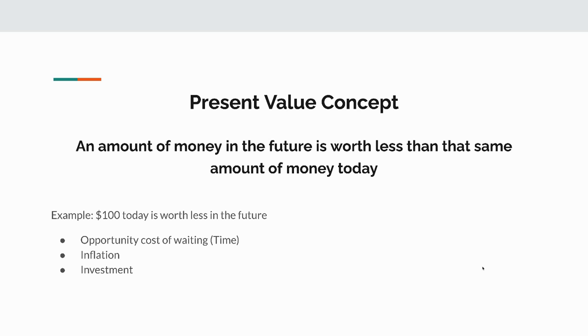An amount of money in the future is worth less than that same amount of money today. That's called the present value concept. So let's say if you had $100 today, it's going to be worth less in the future than right now. There are three reasons for that.